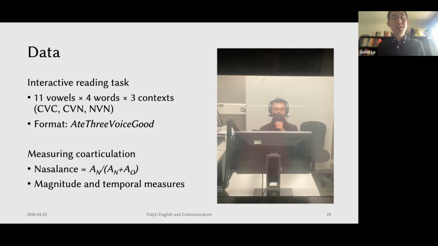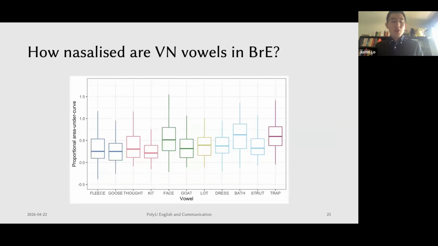We're using nasometry to do the measurements, and we're measuring co-articulation in two different ways. We're thinking about this both in terms of magnitude, how much of the vowel is nasalized, as well as temporal measures, like how far back does that nasalization go? So I'm jumping straight into the results that I currently have. This is the magnitude measure, so how much of the vowel is nasalized.